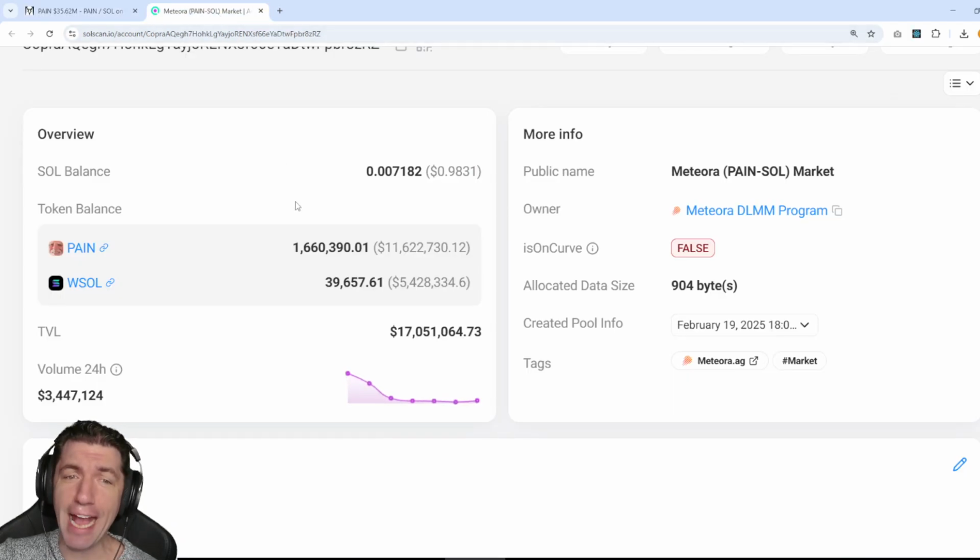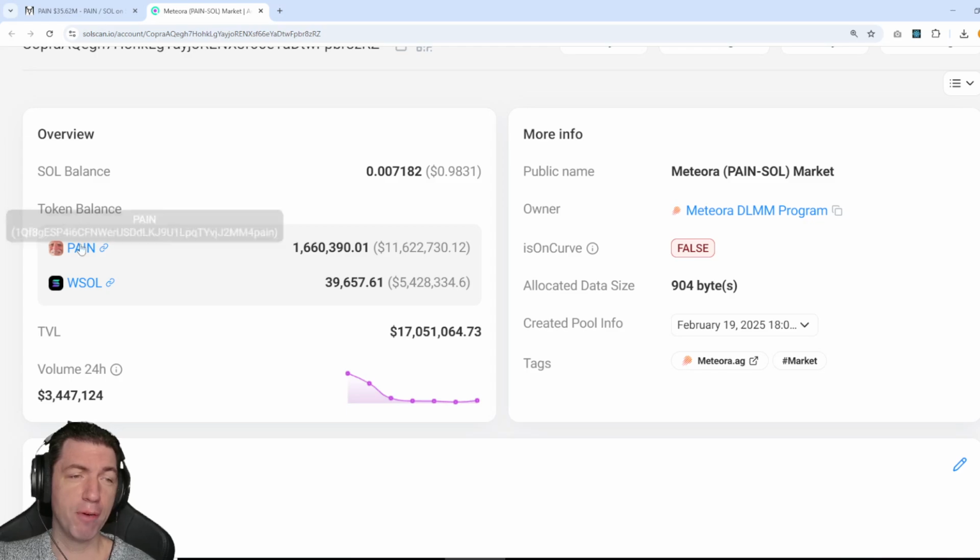Now, this is actually quite a bit of liquidity. This is a lot. This should ideally probably be about half of this if it were set up correctly. Now, if we look at this, we can see right here we have Pain, we have about $11.6 million. We have Rap Solana, $5.5 million.